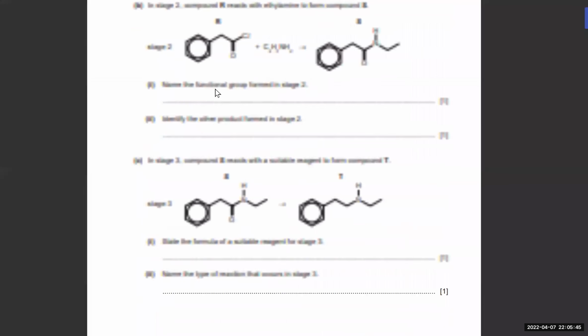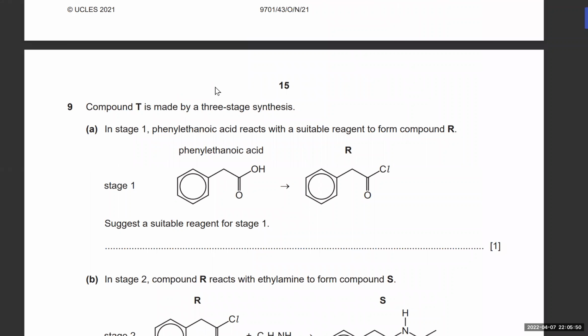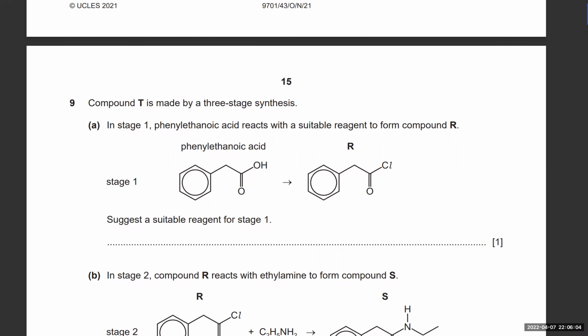We're going to start from the last question, which says that compound T is made by a 3-stage synthesis. Stage 1 is whatever this is. It reacts with a suitable reagent to form compound R, this one. So basically what is going on here is that the OH is getting substituted by Cl. How do you do that? It's PCl3, or SOCl2, could be anything, or SOCl2 plus heat.